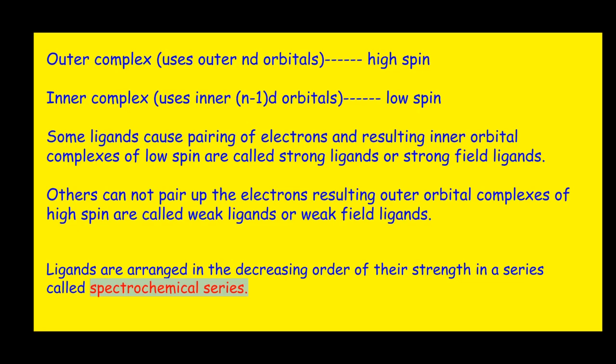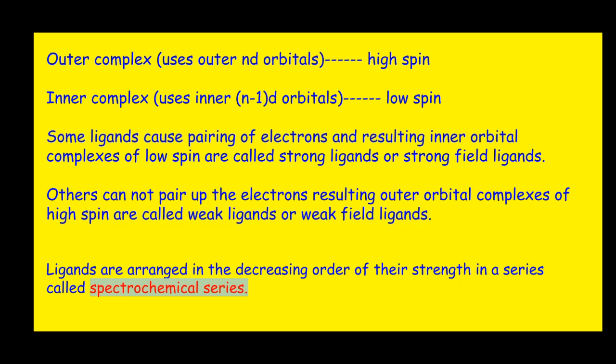In the formation of octahedral complexes, we have seen two types of complexes are formed depending upon the type of d orbitals used in the hybridization. Outer complexes are known as high spin complexes because of the presence of unpaired electrons, whereas inner complexes are known as low spin complexes because of the less number of unpaired electrons or zero unpaired electrons. Ligands determine which type of complex is to be formed.